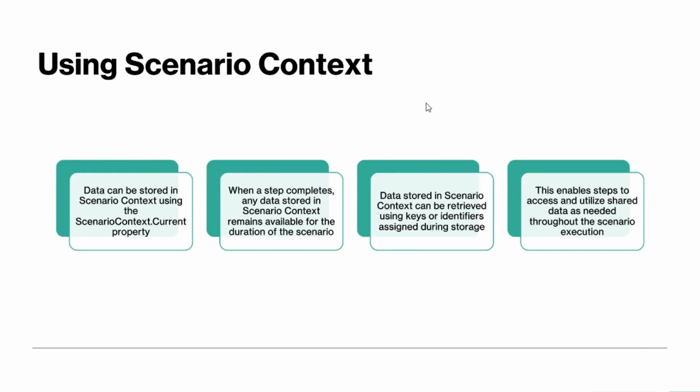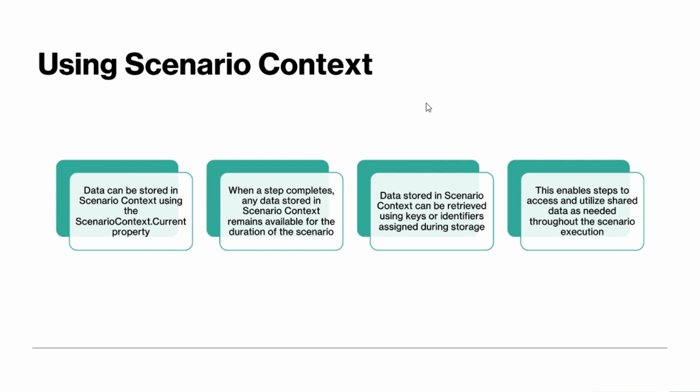So how to use scenario context? Data can be stored in the context using the ScenarioContext.Current property. When a step completes, data stored in the scenario context remains available for the duration of the scenario. And when your execution moves to the next step, the scenario context maintains the data and it can be used. Data stored in the scenario context can be retrieved using the key or identifier assigned during the storage.